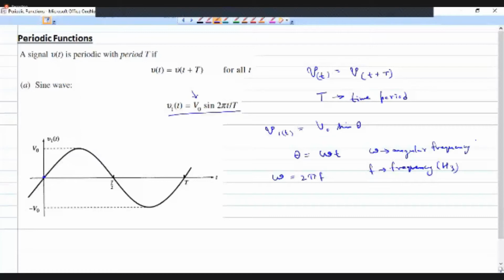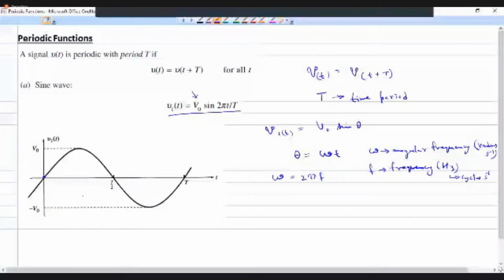The name of omega is angular frequency, and the unit is, anybody know? It will be radians per second. Another unit for hertz is cycles per second. A cycle is the number of oscillations that will occur in 1 second. We can represent this f in terms of the time period: f is equal to the inverse of the time period, that is, f is equal to 1 by capital T, where T is called the time period.